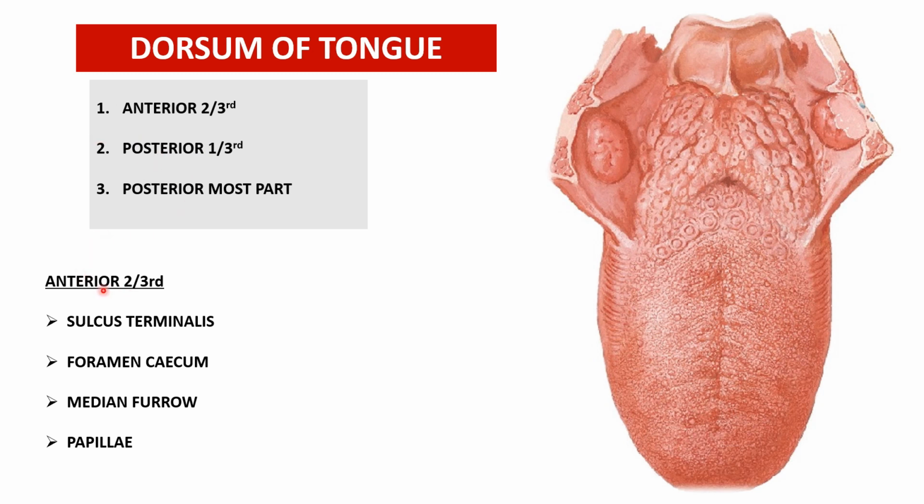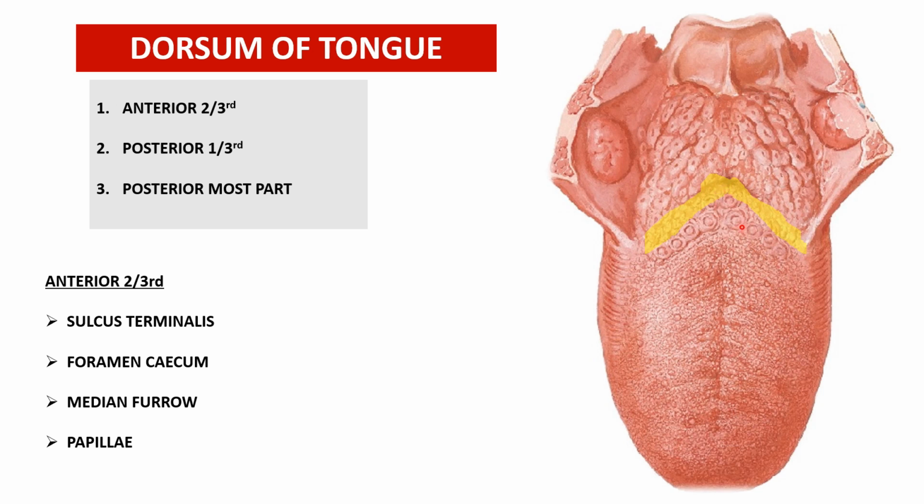So first let us analyze the features to be learned in the anterior 2/3. This division is because of a V-shaped faint depression called the sulcus terminalis. This is a faint depression located on the dorsal surface. The sulcus terminalis has two limbs. These limbs meet at a median depression called the foramen cecum. So this median depression is the foramen cecum, the meeting point of the right and left limbs of the sulcus terminalis.